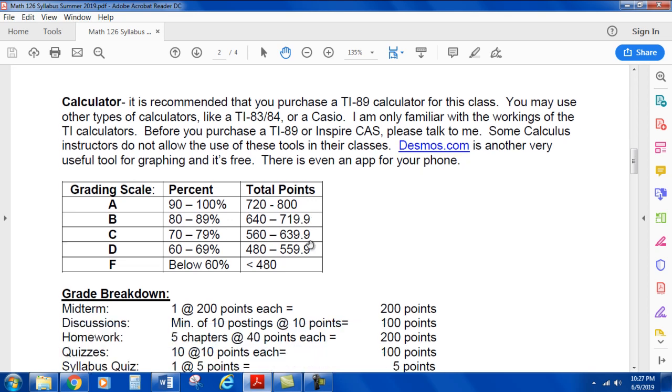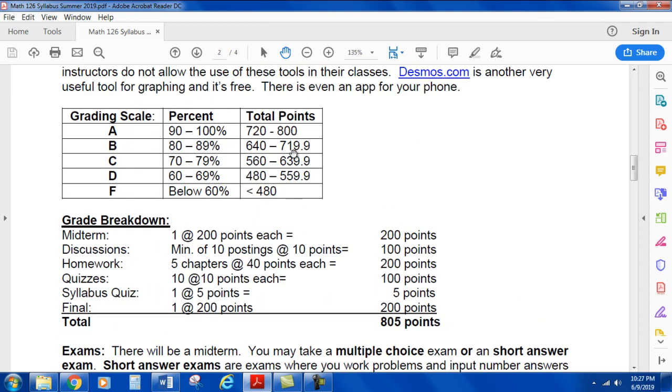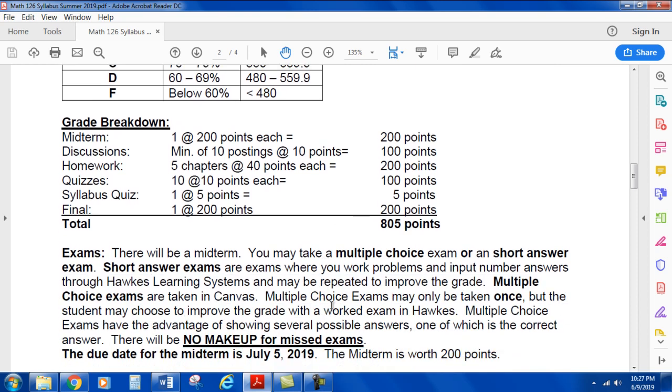So your grading scale is pretty standard, A, B, C, D, F. So that's slightly off probably because this is 805 points, but let me go through this. Grade breakdown. Midterm, 1 at 200 points each for 200 points. Discussions, minimum of 10 postings at 10 points each for 100 points. 5 chapters of homework at 40 points per chapter, so that's 200 points. 10 quizzes at 10 points each for 100 points. Syllabus quiz, 1 at 5 points for 5 points. And the final exam, 1 at 200 points for 200 points. That's a total of 805 points.